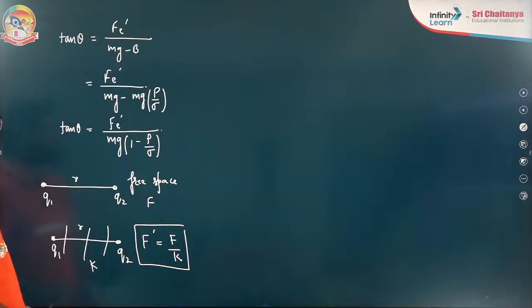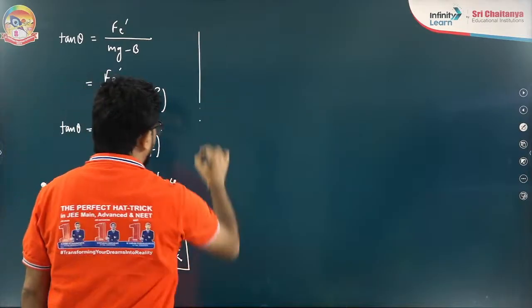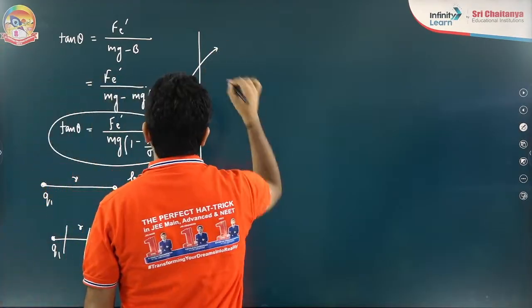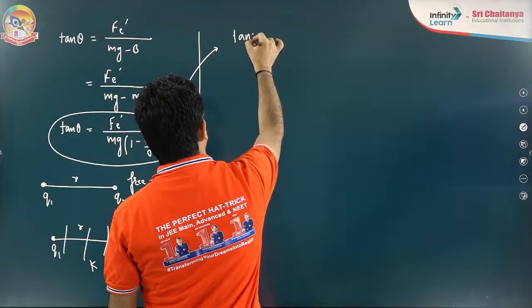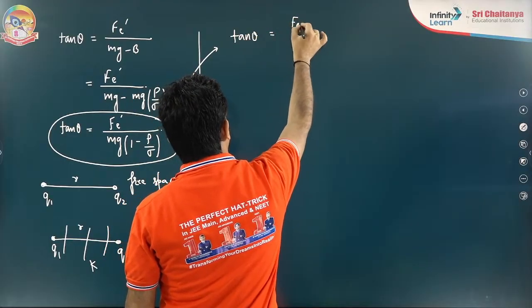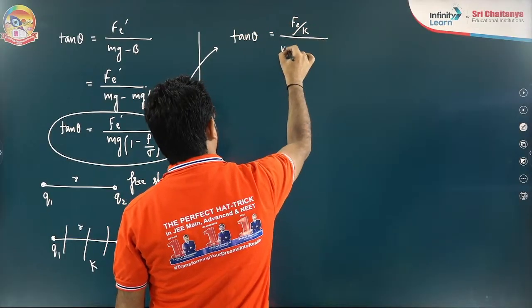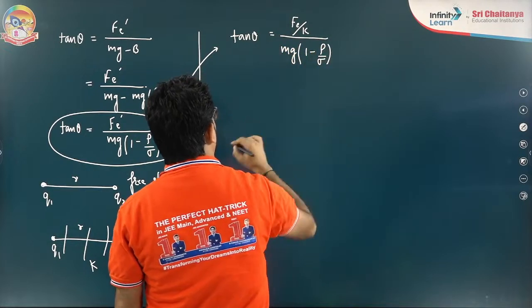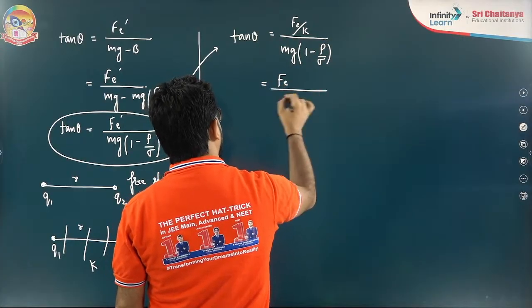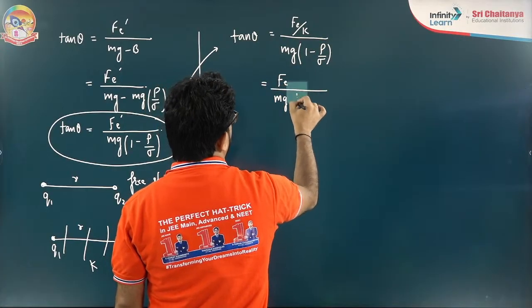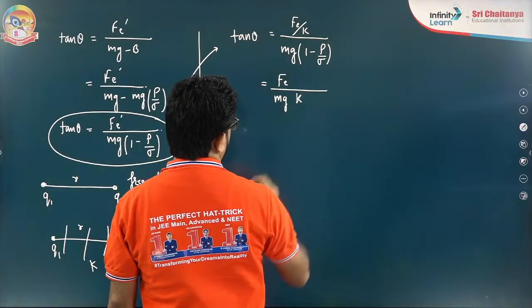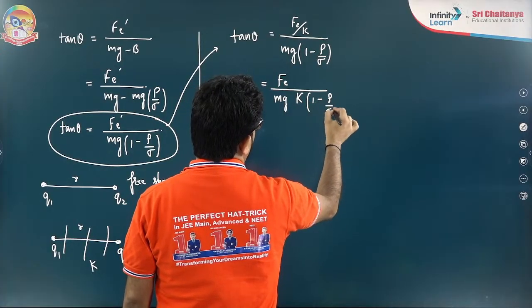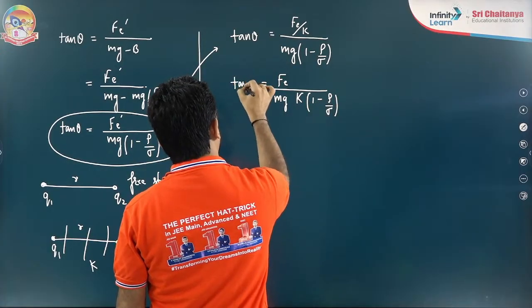Okay, now this force is decreased by k times. So using this force, I can write the tan theta term here. You can say that tan theta is equal to Fe by k divided by mg(1 minus rho by sigma), or you can say Fe by mg into k into (1 minus rho by sigma). I can write that as equal to tan theta.